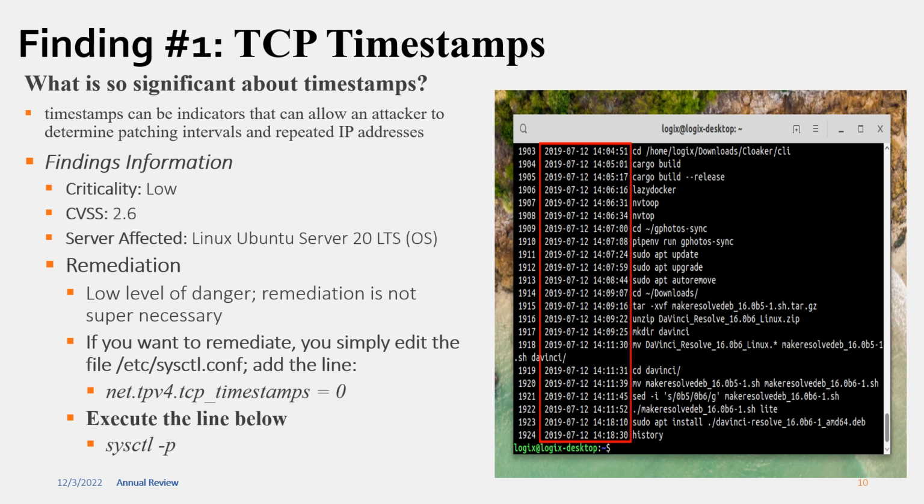I simply recommend that you go to the file /etc/sysctl.conf and add the line to this file. This, net.ipv4.tcp_timestamps = 0. This hides the timestamps from being displayed. And to execute it, you simply enter the command below.